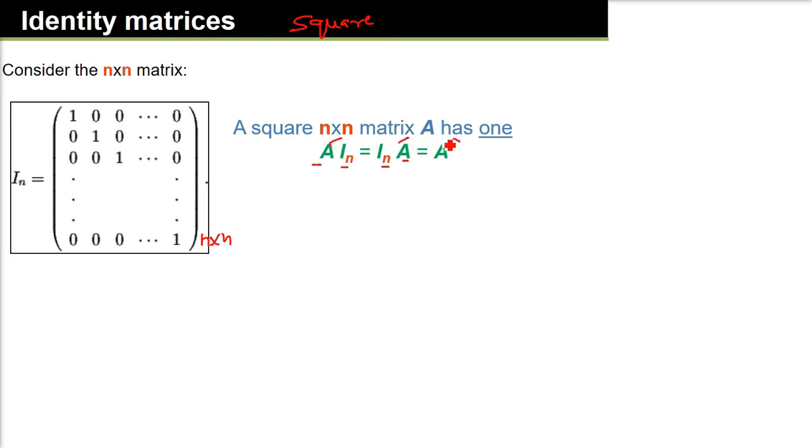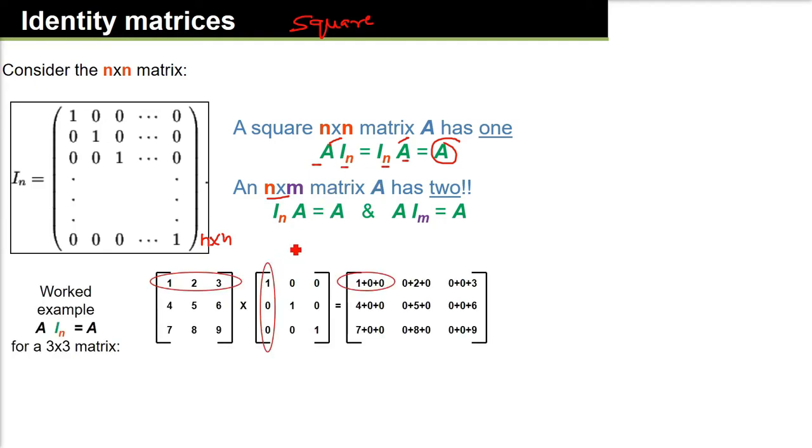But in case of a non-square matrix, if you have n cross m, then the things change. It will have 2 identity matrices, 1 with the row and 1 corresponding to the column. Okay, I'm talking about only the square matrix here.